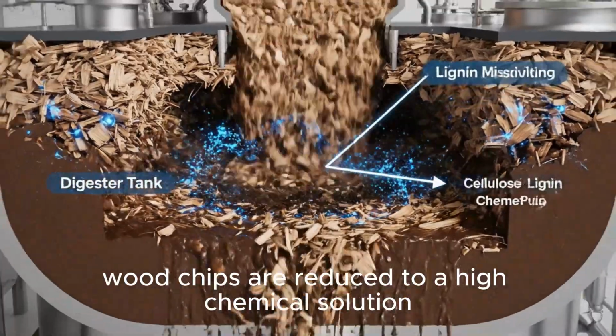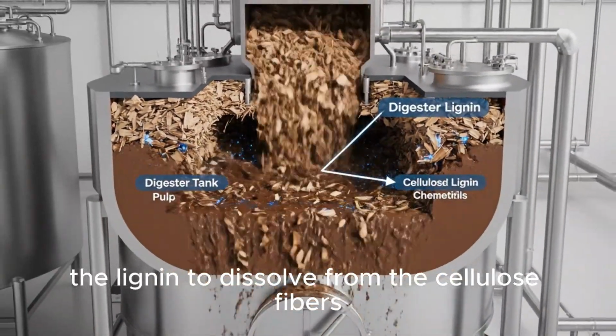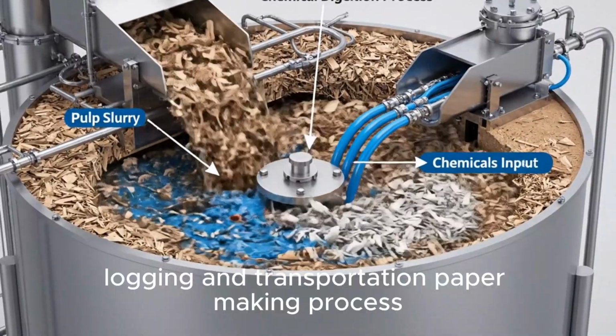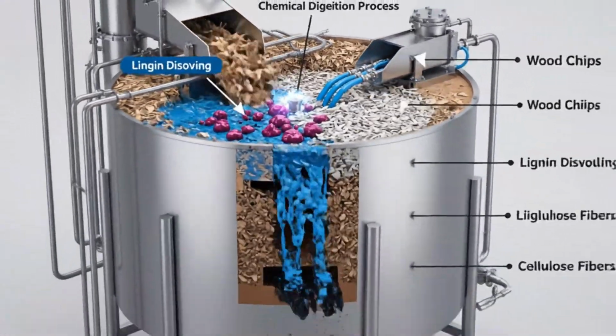The wood chips are processed in a hot chemical solution, causing the lignin to dissolve from the cellulose fibers. As the wood chips meet the chemicals, vigorous agitation begins and creates a heated slurry.